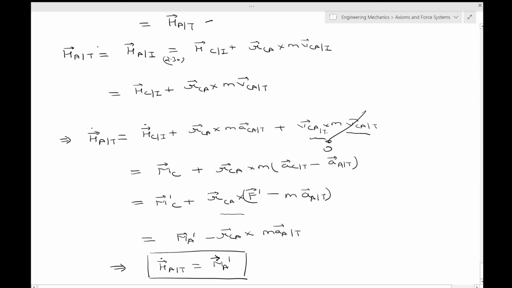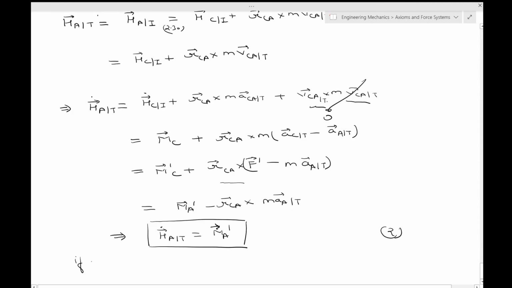this H dot A will be equal to M dash A if point A is coincident with C. If coincident with C, then this RCA will be equal to 0, or acceleration of A within the T frame is 0, or the acceleration of A in T is along AC, it is parallel to RCA. Either of these cases this can be written.